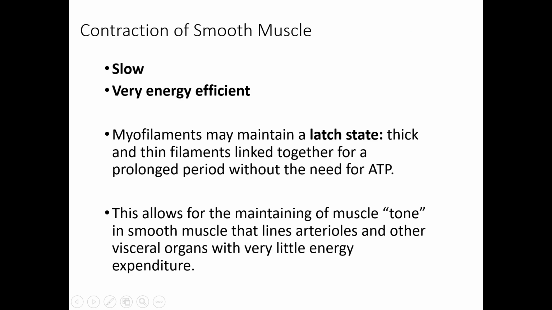Contraction of smooth muscle is slow compared with skeletal muscles and very energy efficient. Sometimes myofilaments, actin and myosin in smooth muscle, can even contract and stay in that position for a long period of time without using ATP. That is called the latch state. That's how muscles maintain muscle tone that allows, for example, our blood vessels to be partially contracted all the time to maintain our blood pressure.